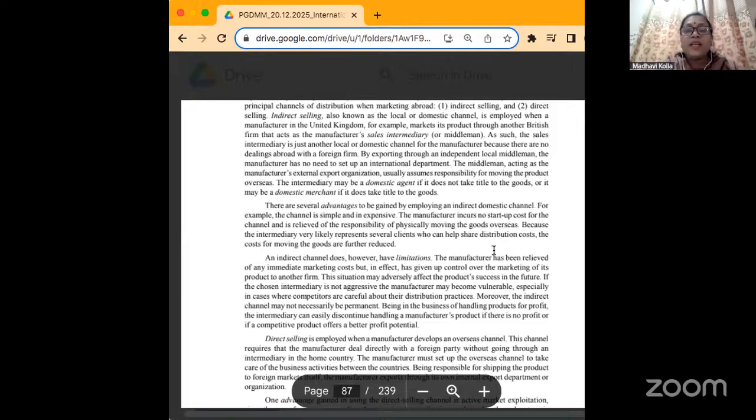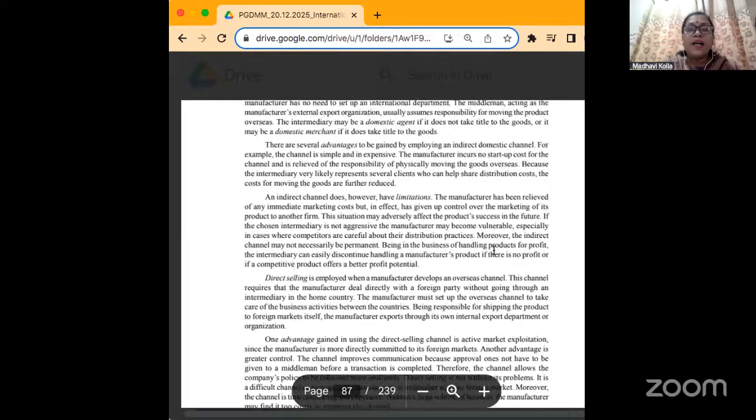The second one is a domestic merchant who actually takes title to the goods. So a domestic agent does not take title to the goods, whereas a domestic merchant takes title to the goods. That means the company is actually selling to the domestic merchant under some conditions of credit, etc. And a domestic merchant now owns the goods because he has purchased it from the manufacturer and he in turn will supply it abroad.